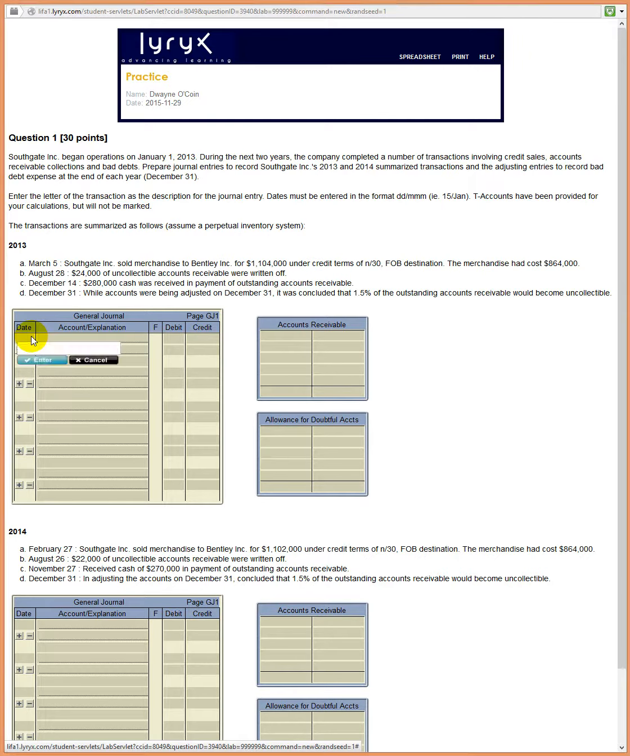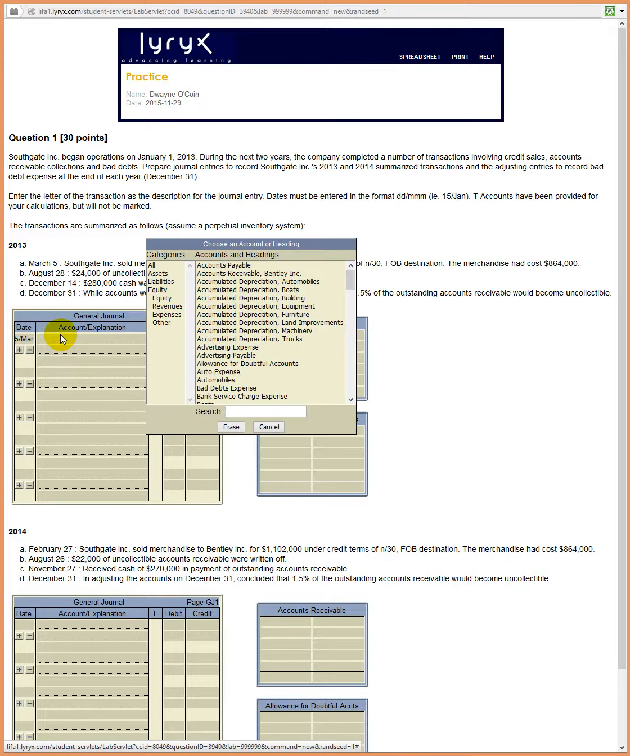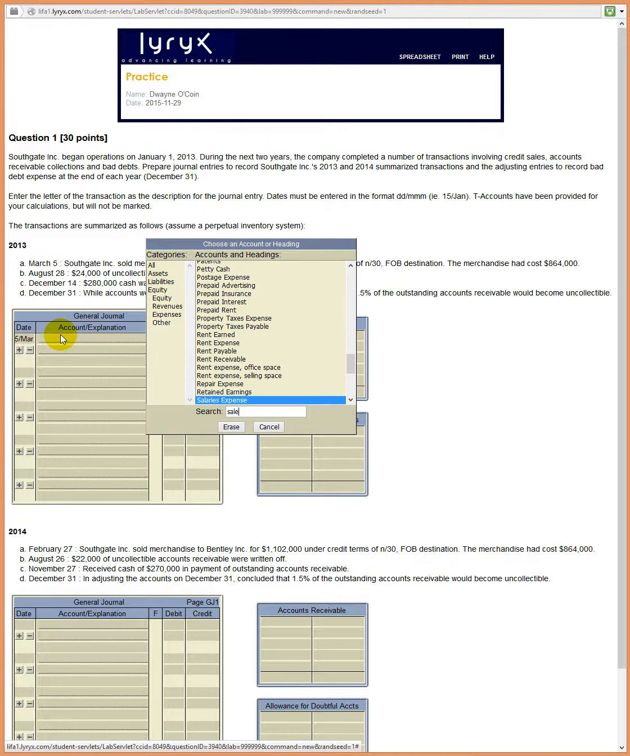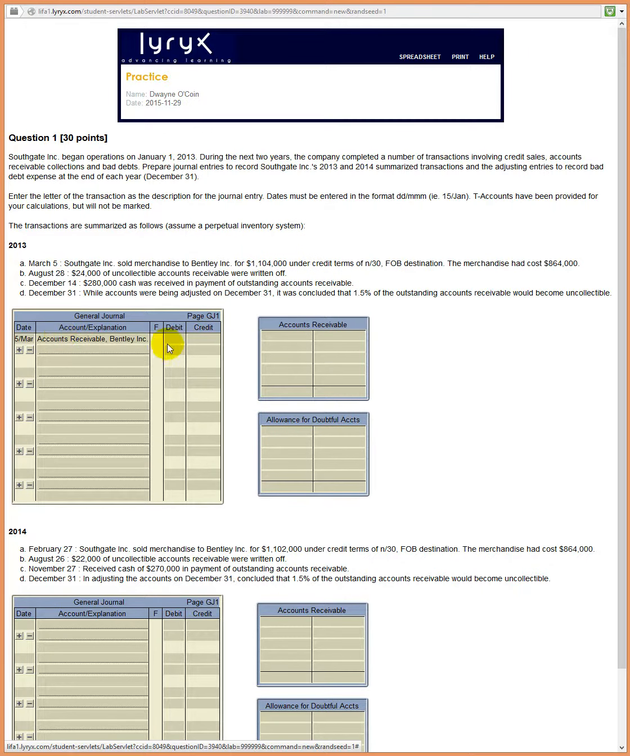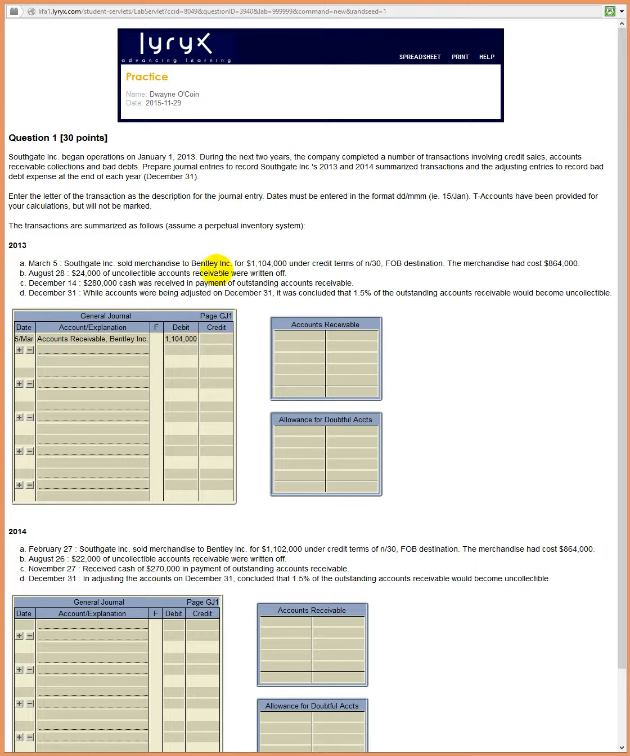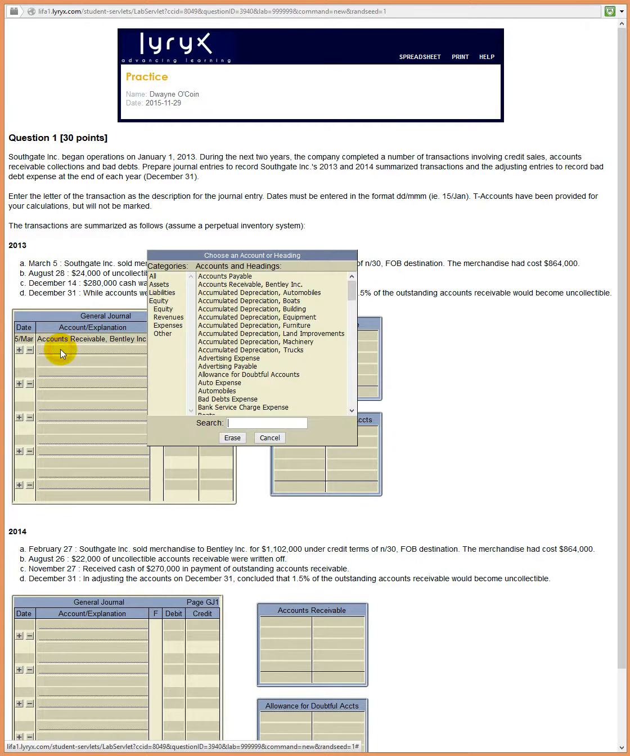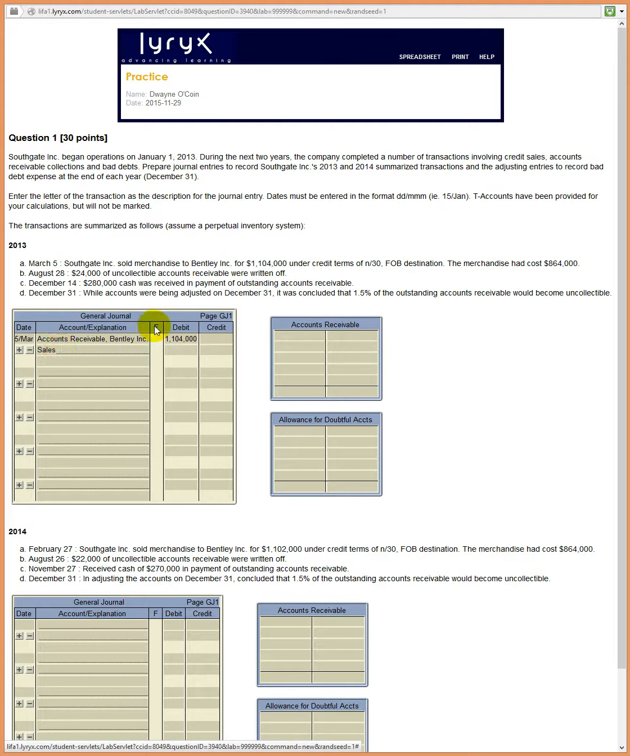The first one, March the 5th. We sold some merchandise to Bentley for $1 million. Oops, we want accounts receivable for $1,104,000, the amount of the sale. That's because it says we sold them under credit terms of net 30. There's no discounts. We don't have to worry about that. The other side of the entry, of course, is sales for the same amount.